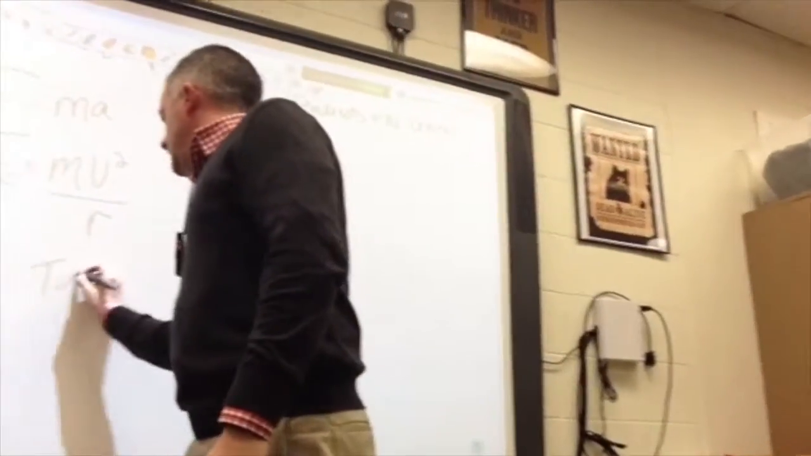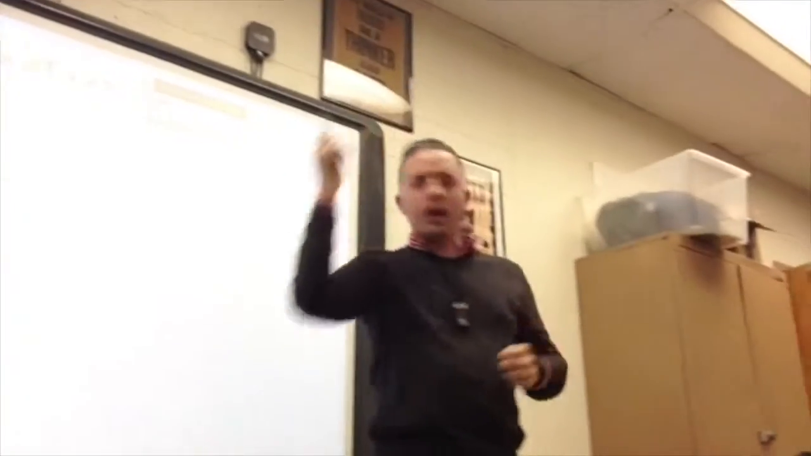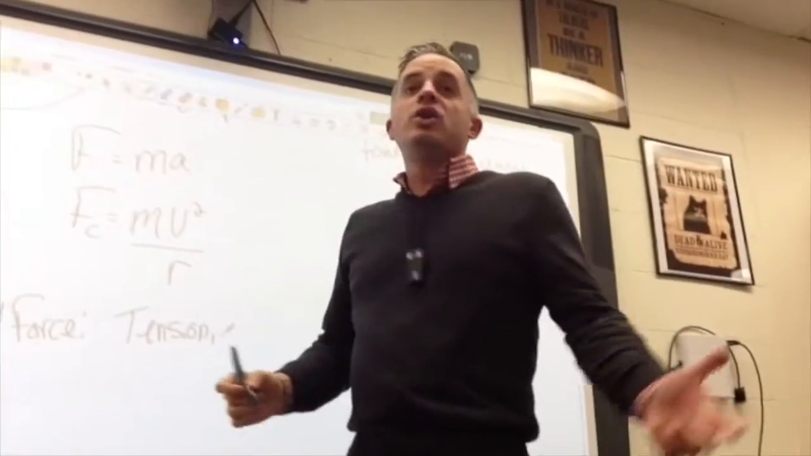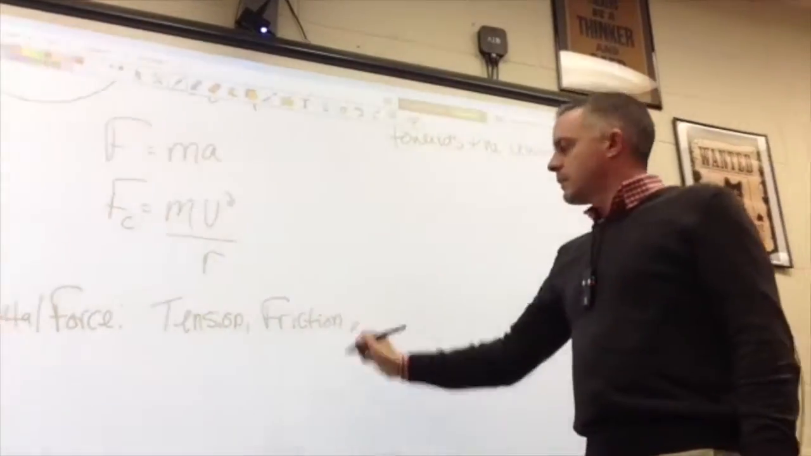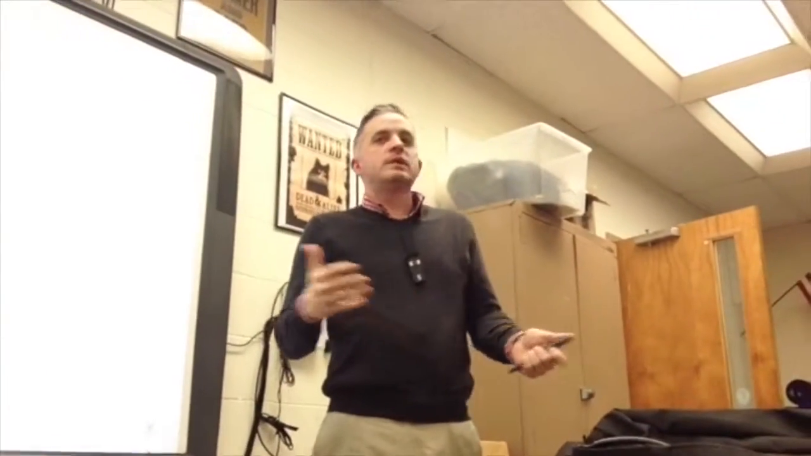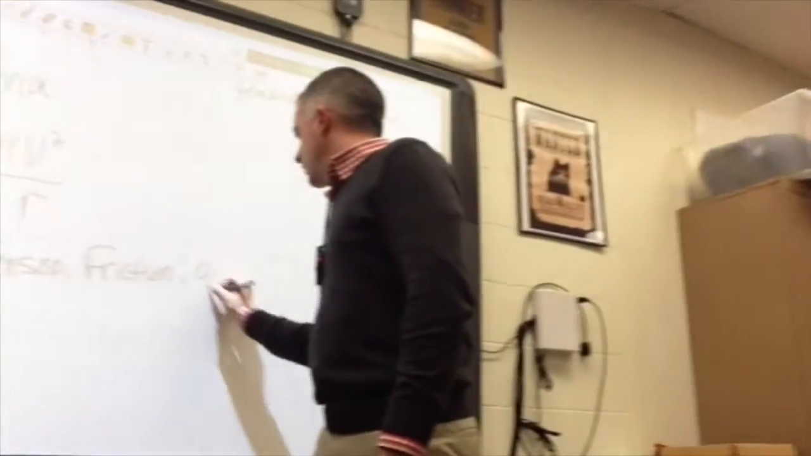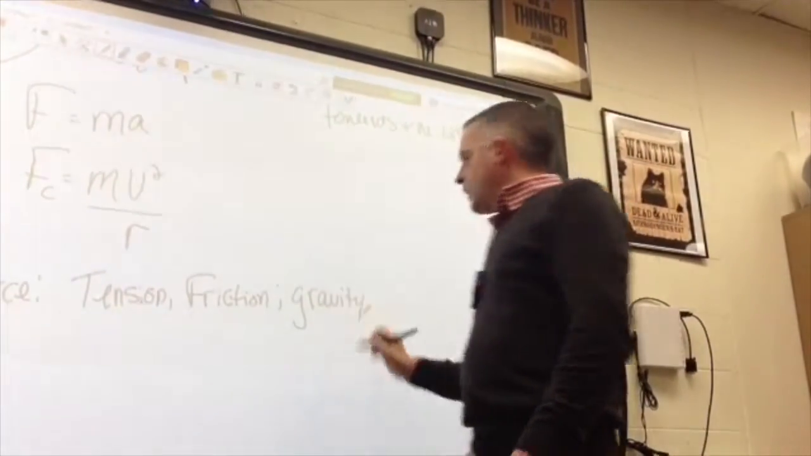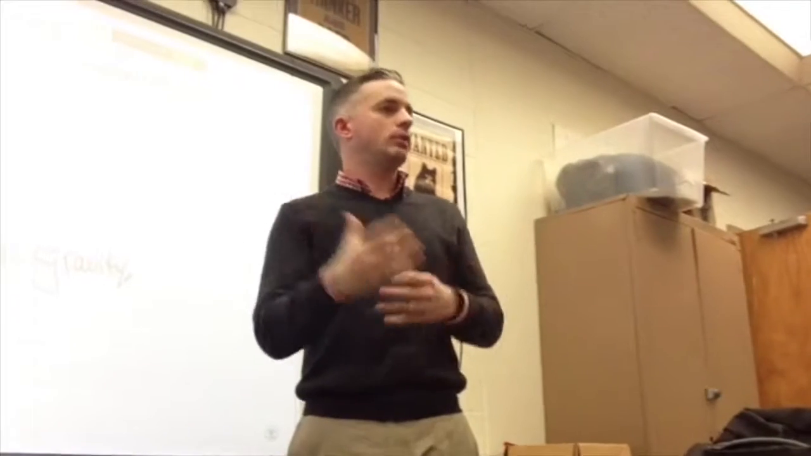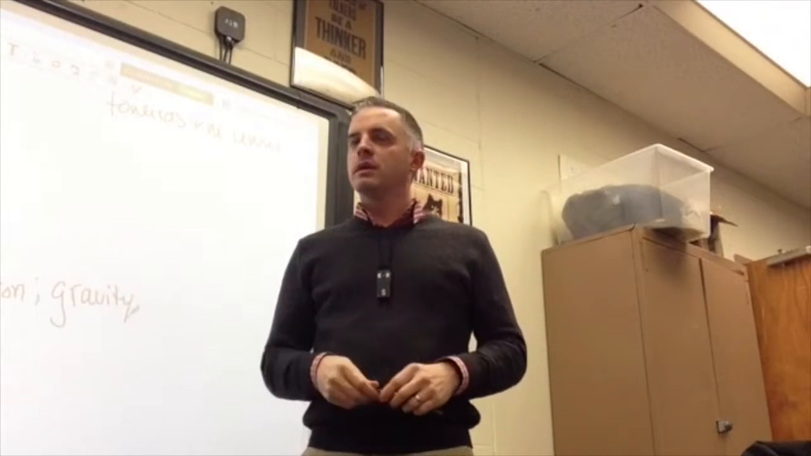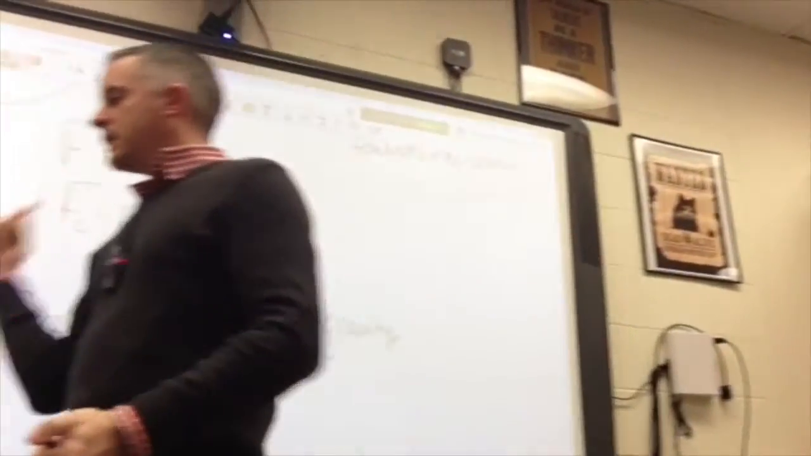Okay? So it could be tension. That string with the bobber swinging around, that could be tension. It could be friction. Friction between cars' wheels and the ground is what causes a car to turn. Could be gravity. Gravity acting as a centripetal force is what allows the planets and the suns to all rotate around each other. The suns, the stars, moons, all things. In that case, gravity is the centripetal force which allows things to go around each other.